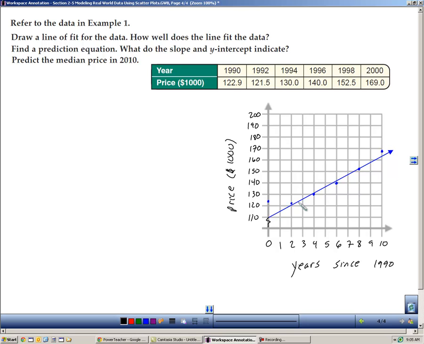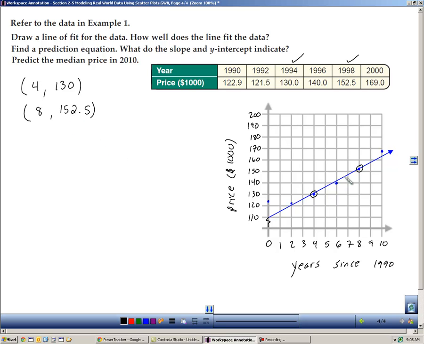Now, to write an equation, I need 2 points, and you don't want to pick 2 points that are right next to each other. You certainly don't want to pick the first and the last point here because they're not even close to the line. I like this point here because it's almost on the line, and this one's almost on the line too. They're a decent distance apart, so I'm going to use those 2 points. So we've got 1994, which I'm just going to use 4 because it's all 1990s here. So 4, comma 130, and 8 for 1998, comma 152.5. So this is my x and this is my y, the year and the price.